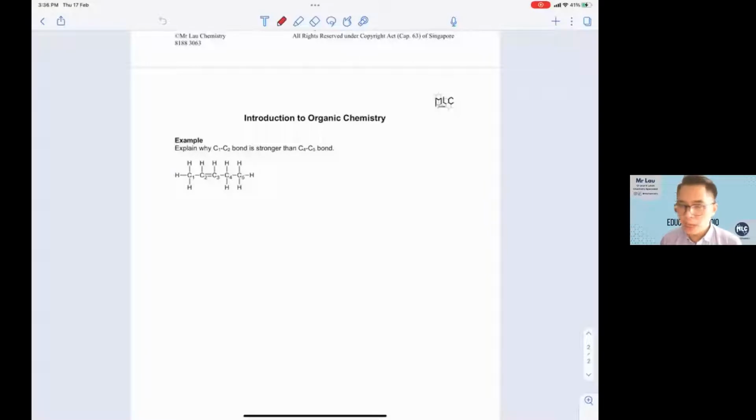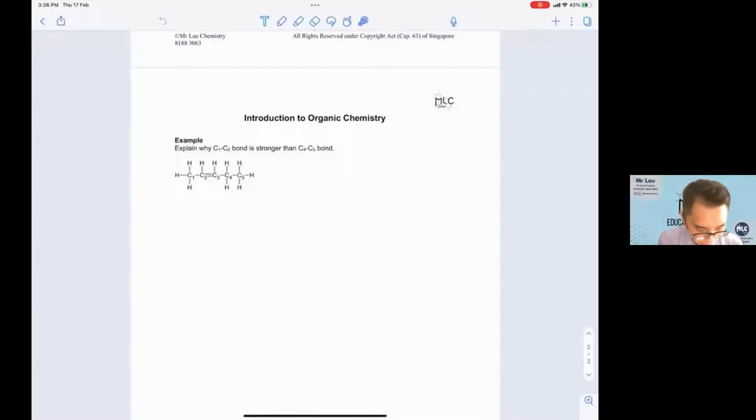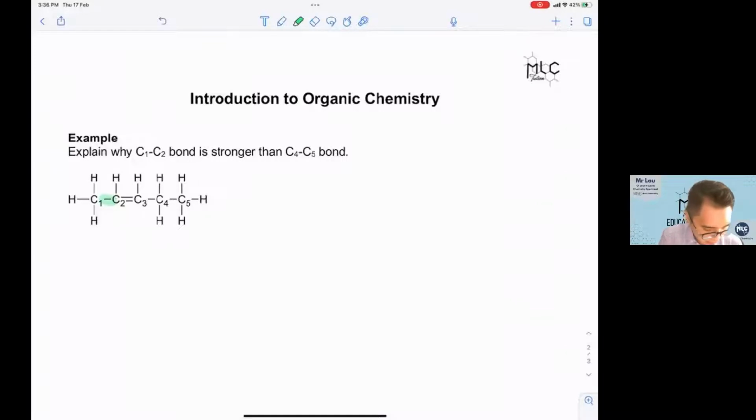Now, how does hybridization affect things like bond strength? For example, this is one such question where they ask you to compare the C1, C2 bond over here versus the C4, C5 bond. One thing you'll notice is that both are single bonds. So by right, if both are single bonds, they should have very similar bond strength. But over here, this question is telling us that they are different. In fact, the C1, C2 bond is stronger than the C4, C5 bond.